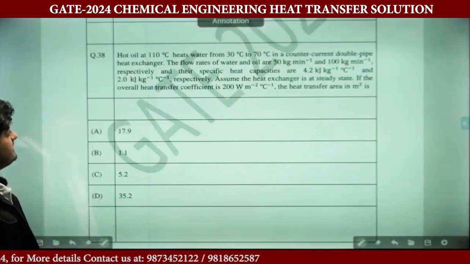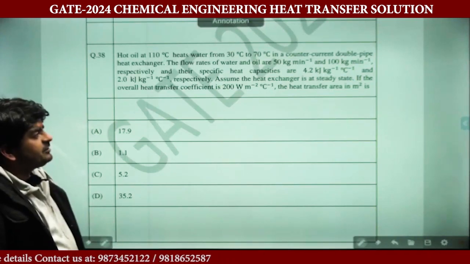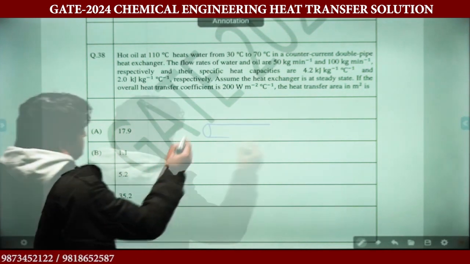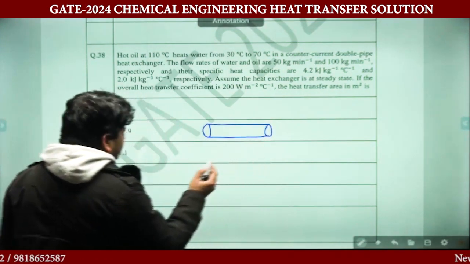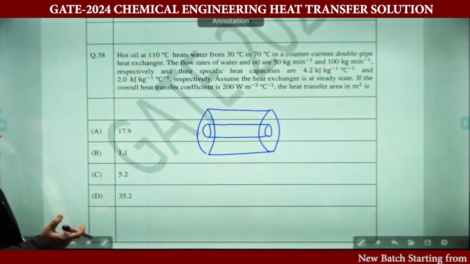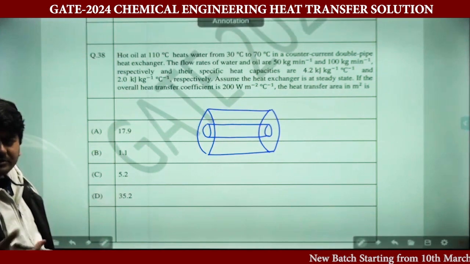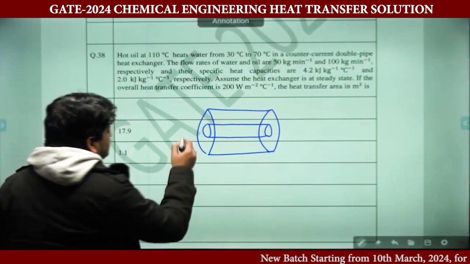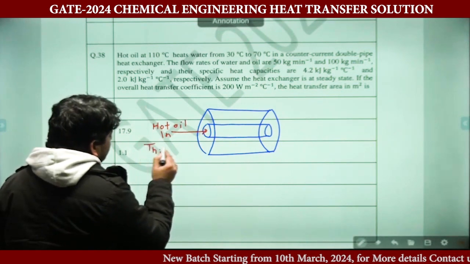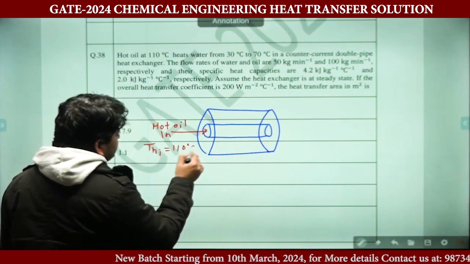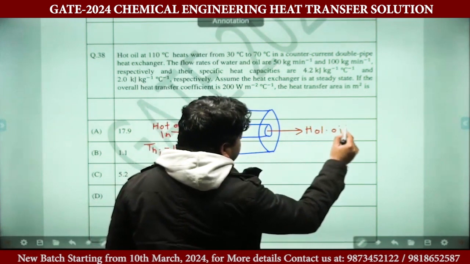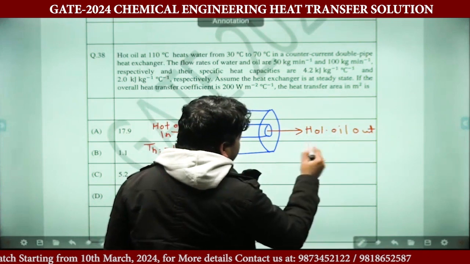Hot oil at 110 degrees Celsius heats water from 30 to 70 degrees Celsius in a counter current double pipe heat exchanger. So that means if you try to draw a double pipe heat exchanger, suppose something like this. So hot oil enters. Since it is a simple assembly, we don't need to think much. We can directly say that hot oil is entering here at temperature Thi equal to 110 degrees Celsius and leaving on this side, hot oil out at temperature Th0.